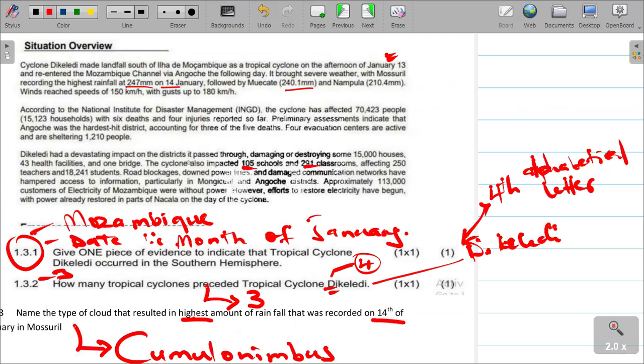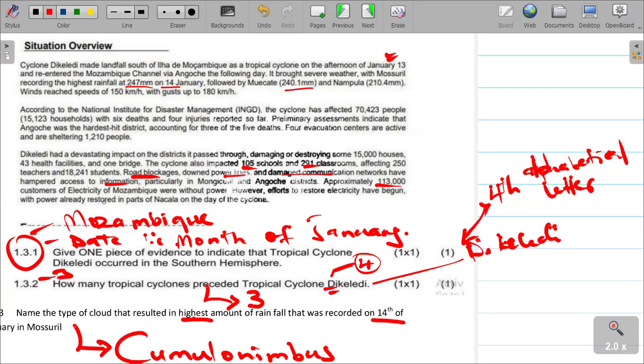We talk about 15,000 houses and 43 health facilities that were also damaged. We talk about road blockages. These are also given in the essay. Power lines were falling, and the damaged communication network hampered access to information, particularly in these areas. Approximately 113,000 electricity customers were out of power, so 113,000 people were affected.